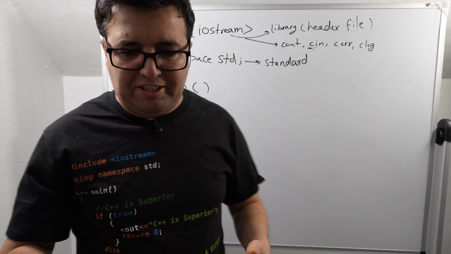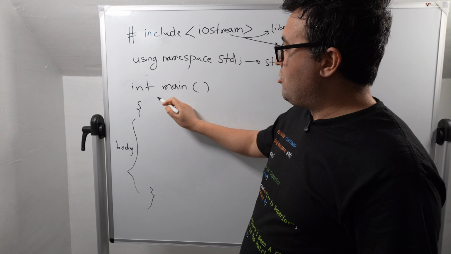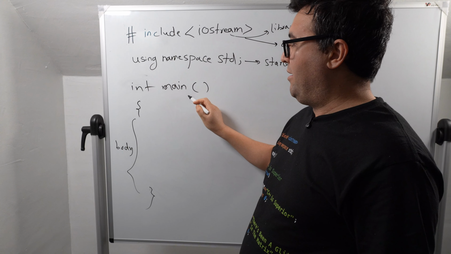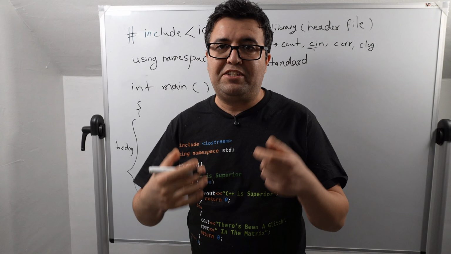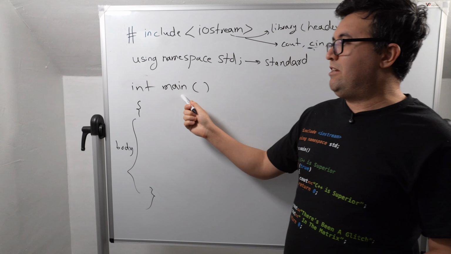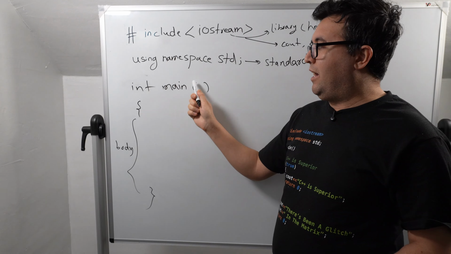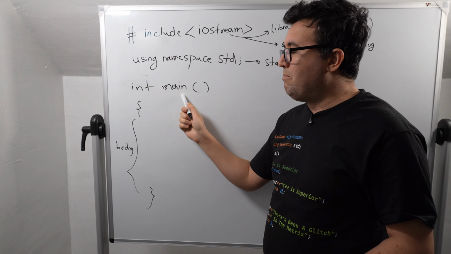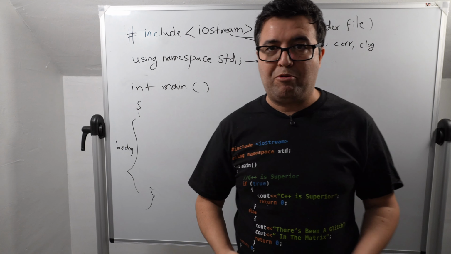Because the entry point, or the execution of our program, starts from the main function. When our operating system, or the CPU, executes our programs, it starts from this main function. If you see, the name of this function is main. Main means this is the main part of our program.